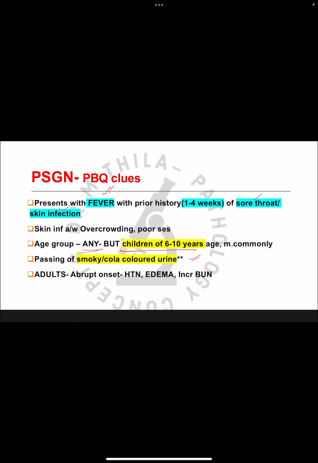So they will give you history of a child who is coming with fever and past history of sore throat or skin infection, and he's passing cola-colored urine. Then the patient will also have edema. So by this you can make a probable diagnosis of post-streptococcal glomerulonephritis. In adults, the onset of PSGN is abrupt, and they generally present with hypertension, edema, and increased blood urea nitrogen.